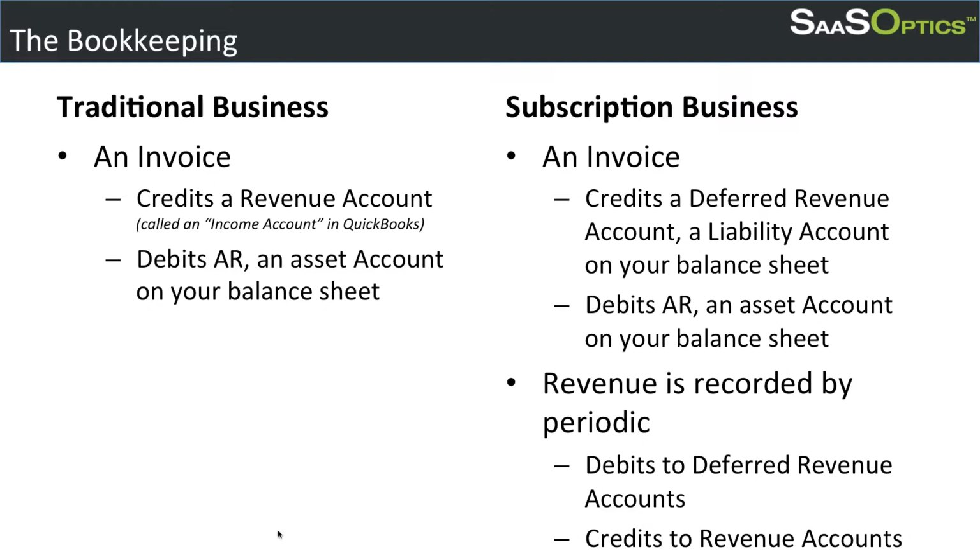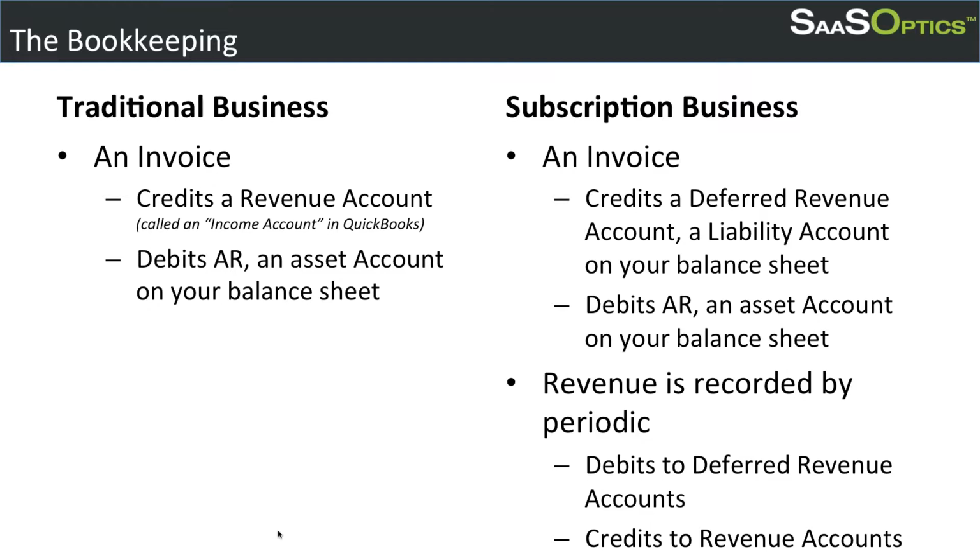If we sell a widget for $100, we're going to show $100 of revenue on our income statement. At the same time, since we're issuing an invoice, we're going to debit our accounts receivable. This is an asset account on your balance sheet. This is a claim to money owed to you by the customer. So you put $100 into sales and you put $100 into accounts receivable.